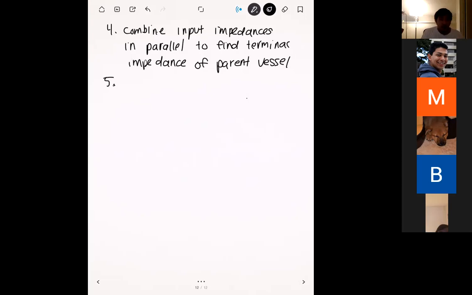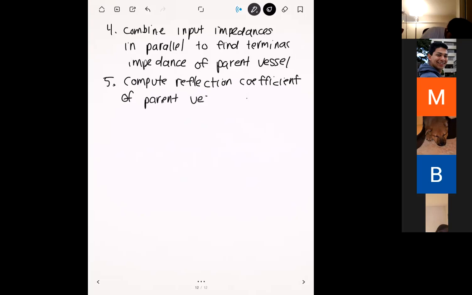All right. And so now that you have the terminal impedance of the parent vessel, here it's a bunch of plugging in order to find the input impedance of the parent one, right? So step 5 is to compute the reflection coefficient of the parent vessel. Step six, once you have the reflection coefficient, is to compute the input impedance of the parent vessel.